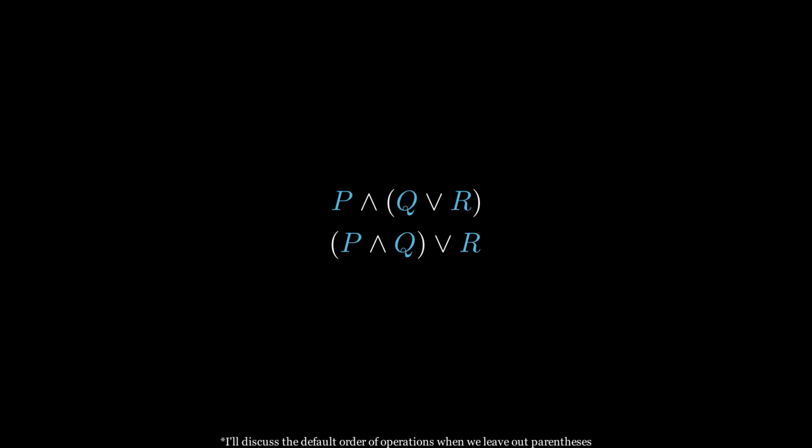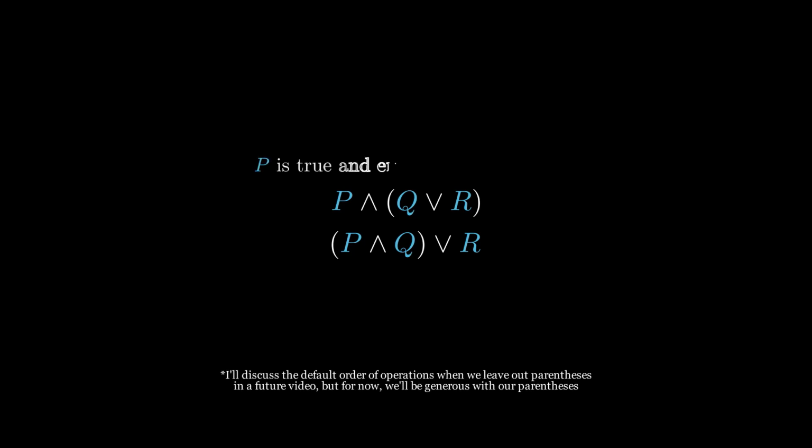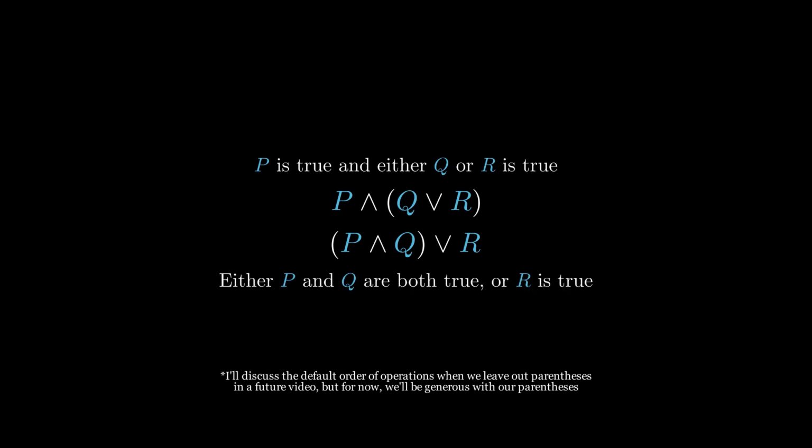Note that if you combine ands and ors and implies together, you may need to add parentheses to indicate the order of operations, because, say, (P and Q) or R is different from P and (Q or R). The first tells you that P is true and either Q or R is true, and the second tells you that either P and Q are both true or R is true.